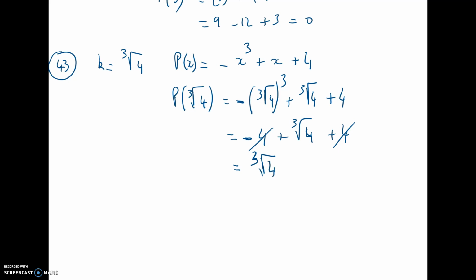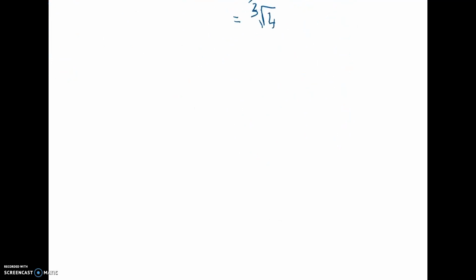All right, so now let's calculate problem number 45. On this problem number 45, what do we have? They are telling you, use synthetic substitution to determine whether the given number is a zero of the polynomial. So they are giving you the number 2, and the question is: is 2 a zero of the polynomial p of x?